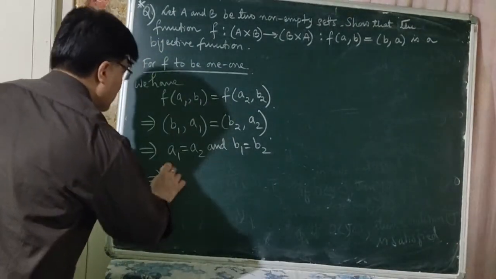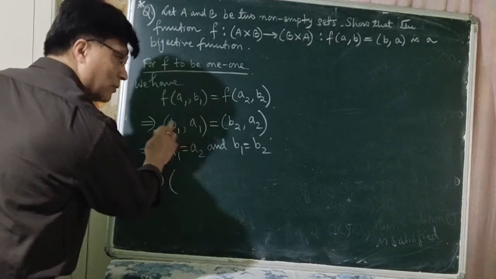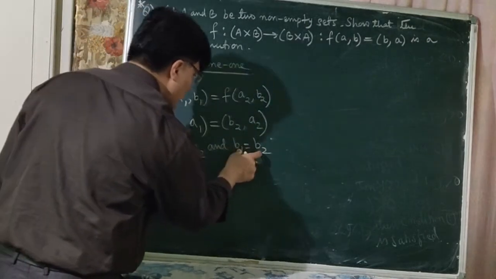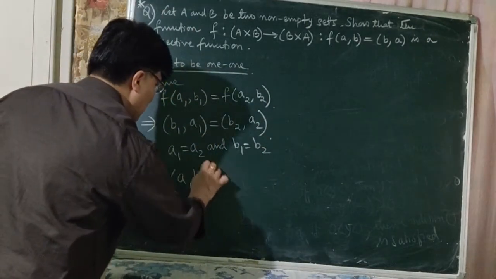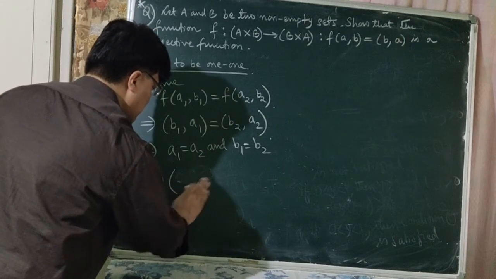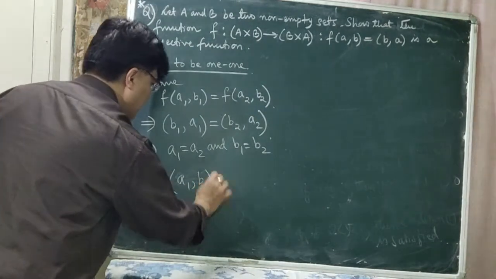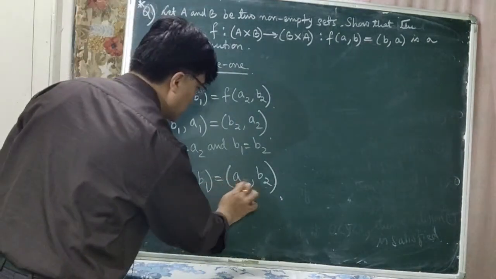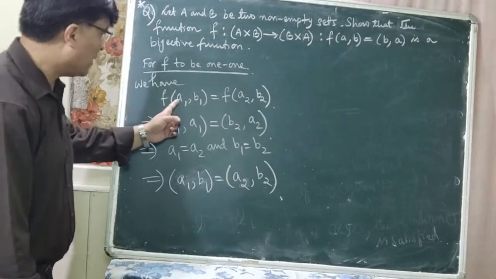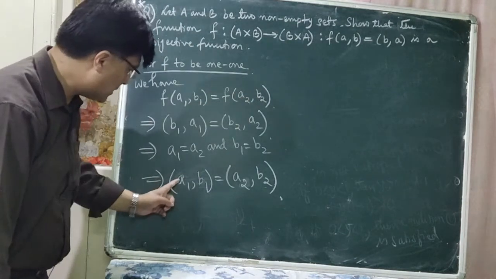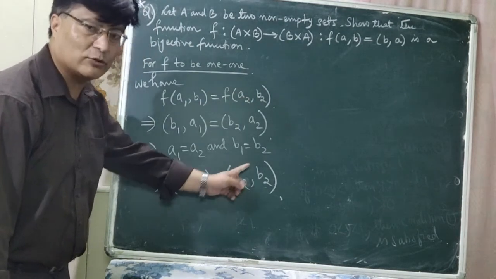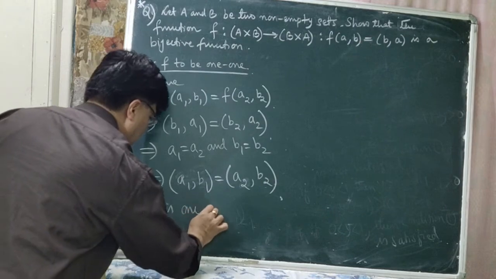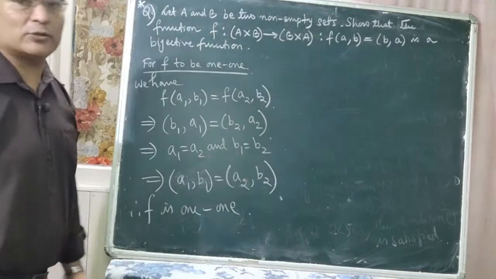So which implies that a1 is equal to a2 and b1 is equal to b2, so we can write a1 b1 is equal to a2 b2. I think you have understood it. So f of a1 b1 is equal to f of a2 b2 implies that a1 b1 is equal to a2 b2. So therefore f is 1 1. So we have proved that f is 1 1.